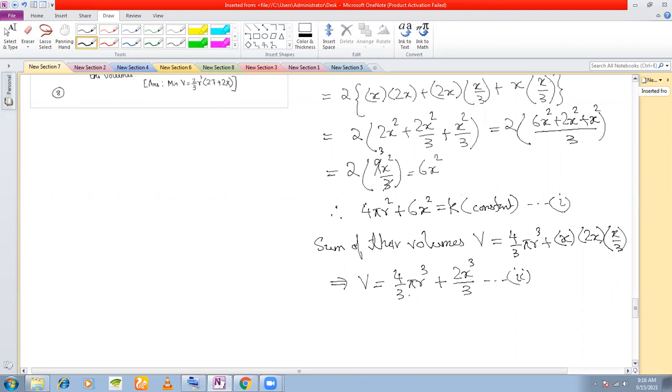Now the problem is we need to minimize V, but with the help of 1, can you bring this down to a single variable? That is my question to you. Is it possible? Can you tell me? Is it possible or not? Just look at these two relations and tell me. Which two? Like one and two. With the help of 1, can we bring down 2 to a single variable?